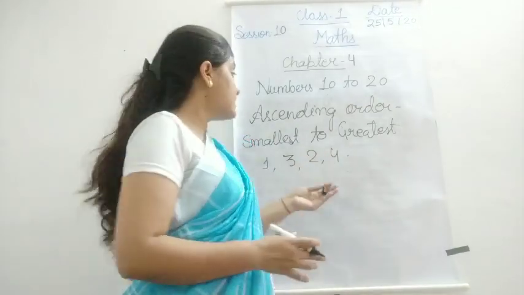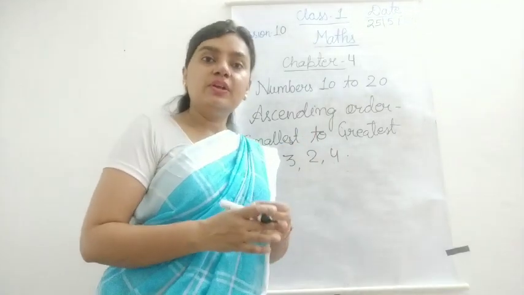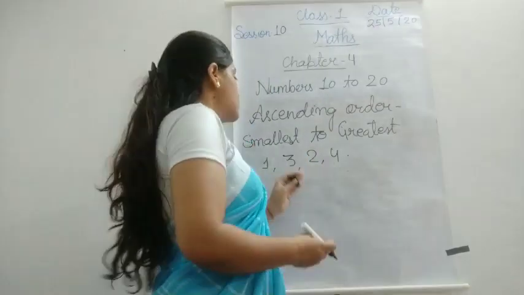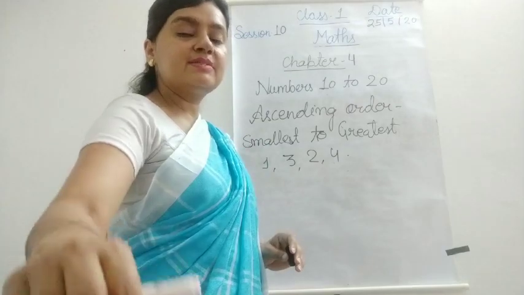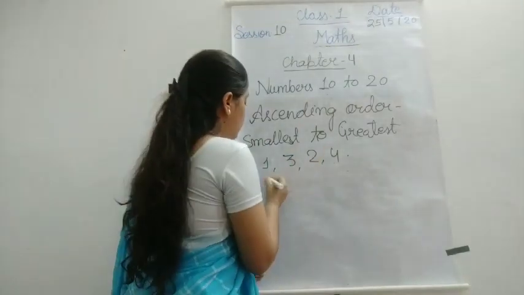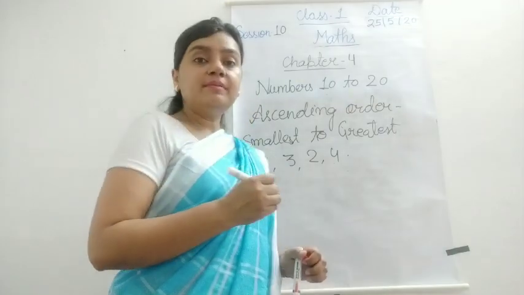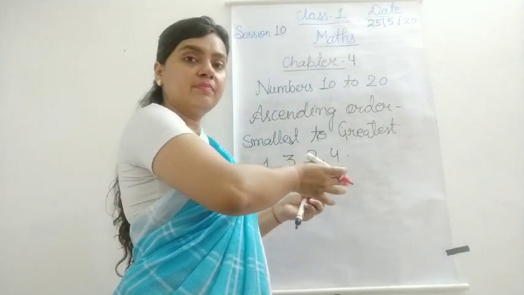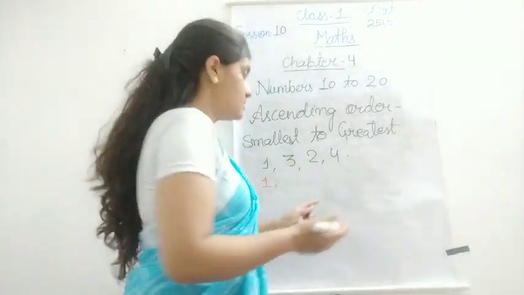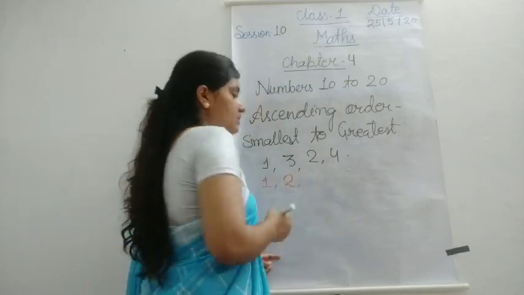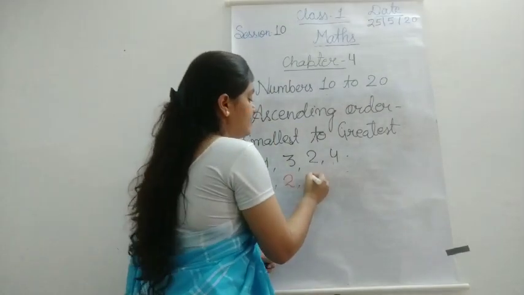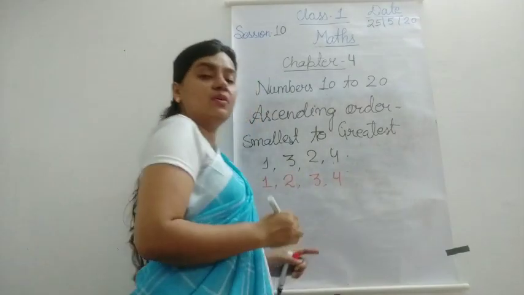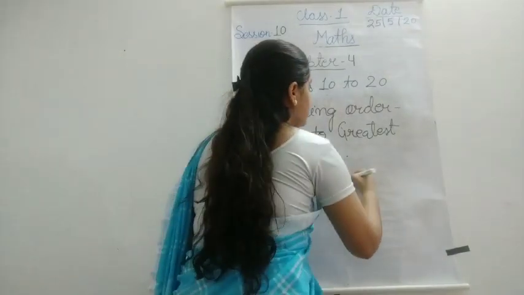Now you have to arrange it in ascending order. First of all, you will write down the smallest number. You have to search for the smallest number. So which one is the smallest here? Clearly you can see 1 is smallest. After 1, which number will we write down? Which number is bigger than 1? So here will be 2. Next will be 3. And afterwards the next number will be 4. This is correct.